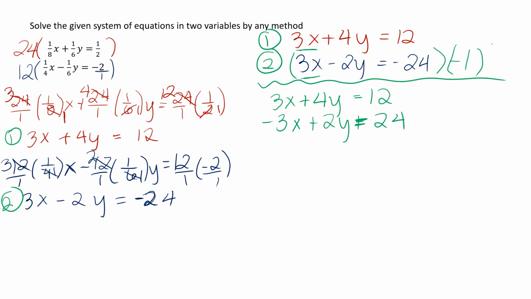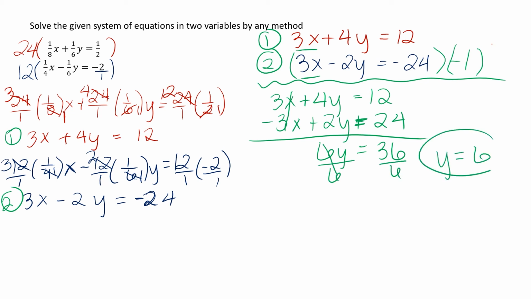Okay, then from here, I'm going to add everything up. So my x's cancel out like I wanted them to. My 4 plus 2 becomes 6y equals 24 plus 12, I get 36. From here, I'm going to divide by 6, right, because I want to get y alone. And I get y equals 6.